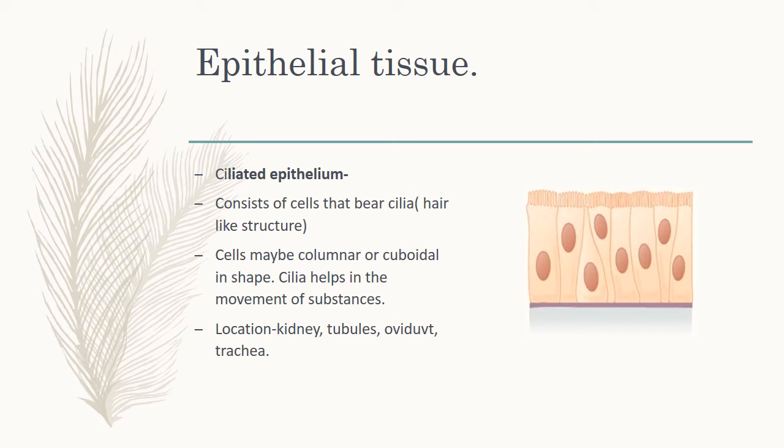The fourth type is ciliated epithelial tissue. Ciliated epithelial tissue consists of cells that bear cilia, that is, hair-like structures. The cells may be columnar or cuboidal in shape. Cilia help in the movement of substances. It is found in kidney tubules, oviduct, and trachea.